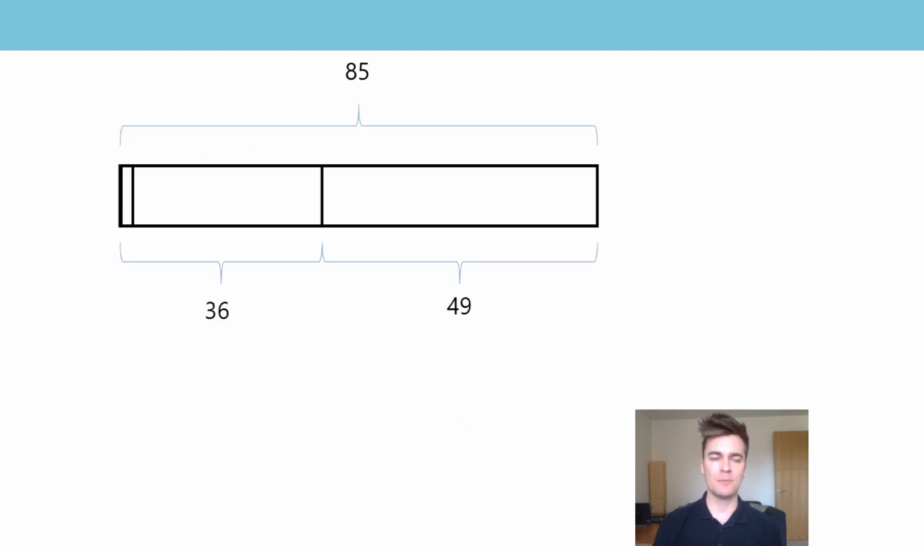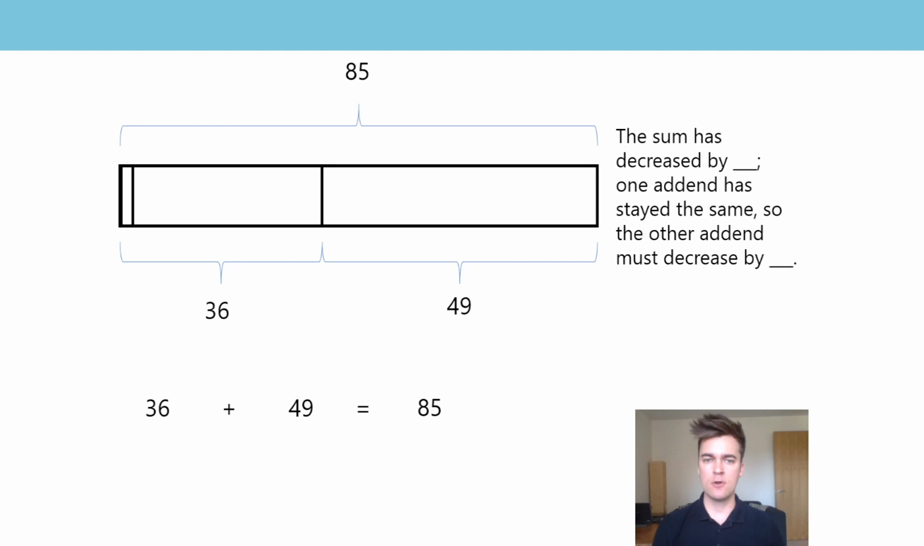Now that I've got my bar model drawn with a part showing an amount to remove, to decrease, I can start to see the maths that I need to do. So the total, the sum, was 85, with 36 add 49 as the addends. Now, I know that the sum, the total, is going to decrease by 3. So the new sum, the new total number of house points, will be 82.